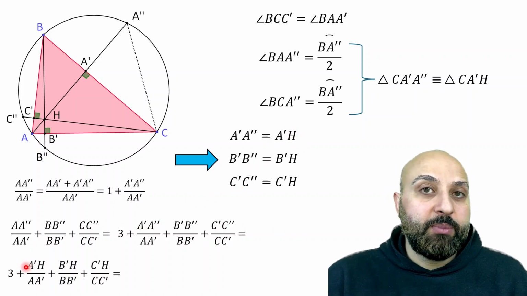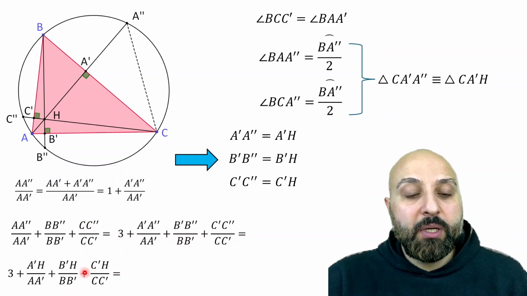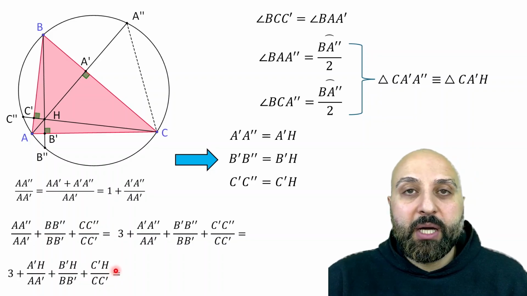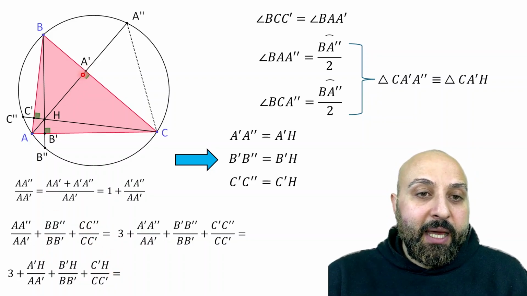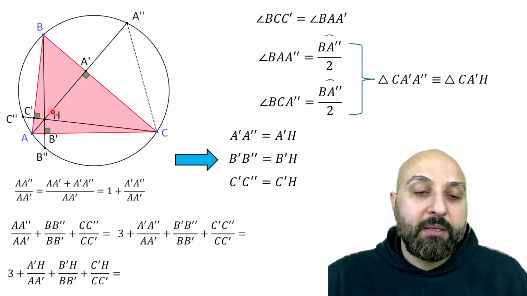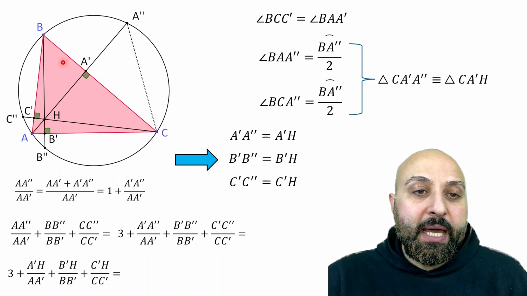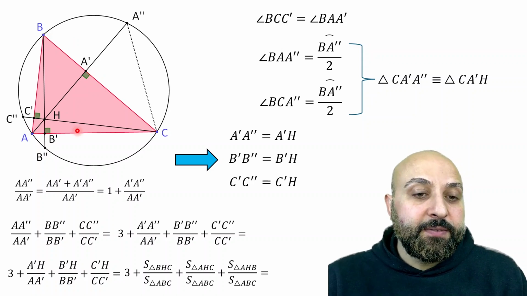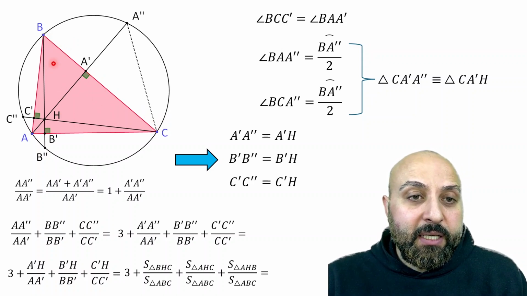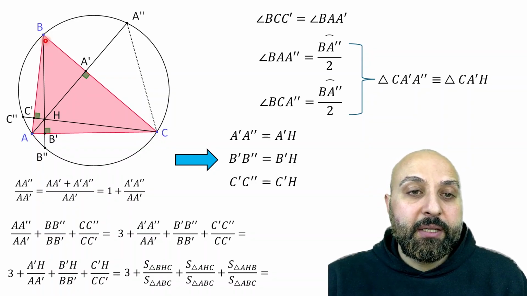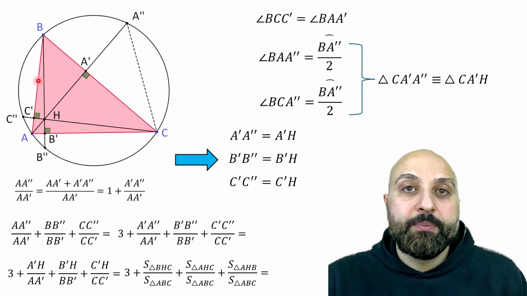The expression will be equal to 3 plus A'H divided by AA' plus B'H divided by BB' plus C'H divided by CC'. Now let's look at this. A'H is this segment, and A'A is this segment. So the ratio of A'H divided by A'A is actually equal to the area of this triangle divided by the area of the triangle ABC. Instead of these fractions, I can write the area of this triangle divided by the area of triangle ABC plus the area of this triangle divided by the area of triangle ABC, and so for the other one.